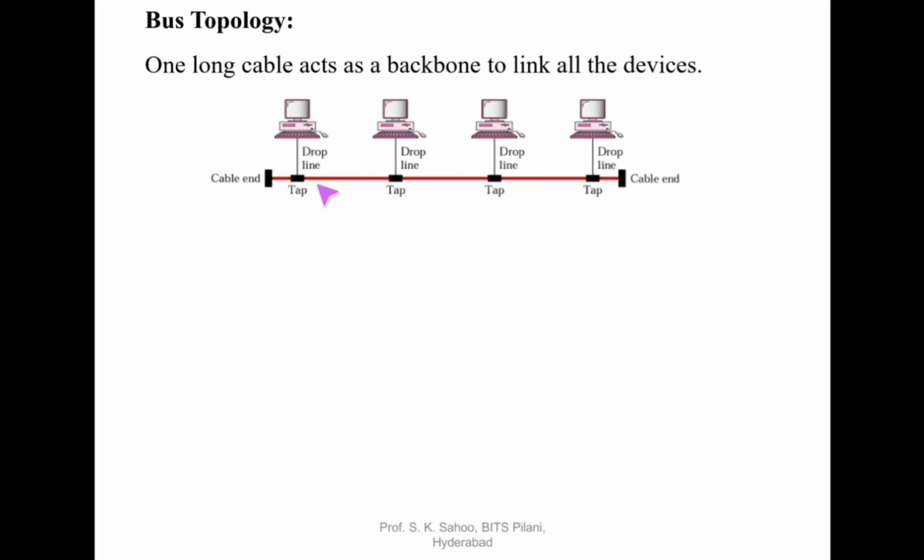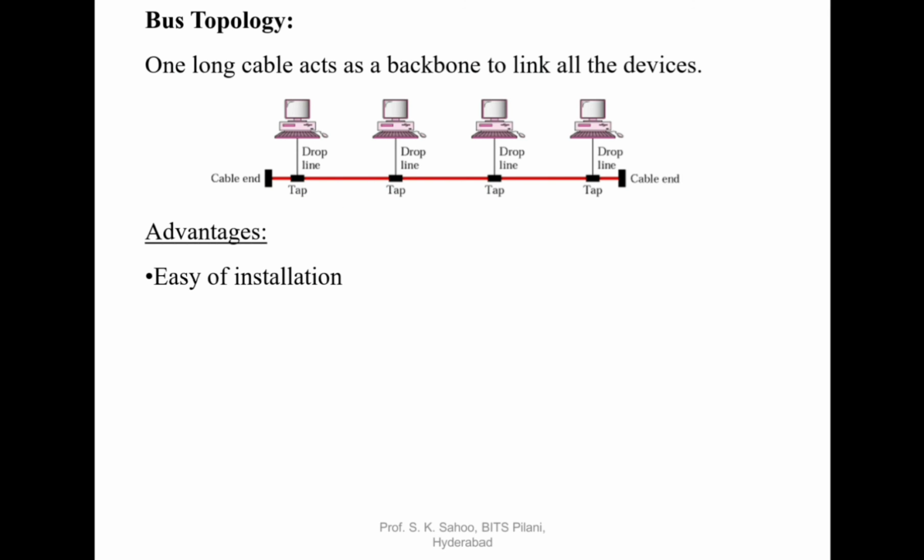Next is the bus topology. In this, one long cable acts as a backbone to link all the devices. This is what you can see. This is the bus, and to this bus, different devices are connected. Any communication has to pass through this main bus. This main bus generally has higher capacity, larger bandwidth. It can transmit at higher speed.